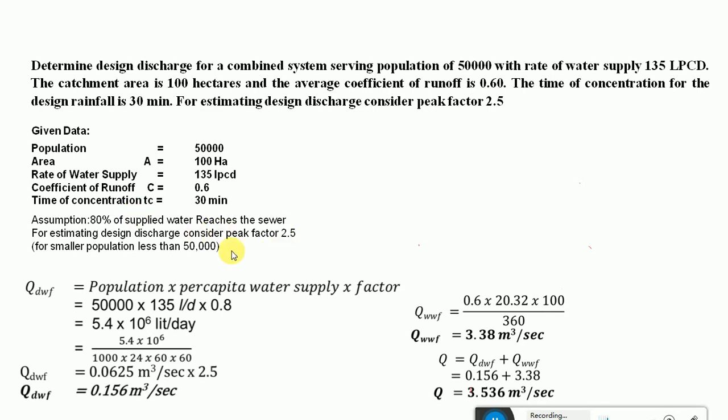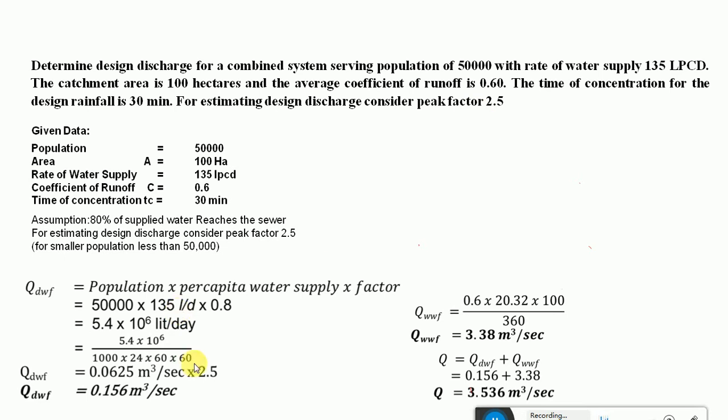Okay, and they have also given that we have to consider the peaking factor of 2.5. So that means we are designing the sewer for the maximum discharge. In the earlier problem you might notice that the LPCD was 200, so here 135 LPCD was given, that's why we are designing it for maximum discharge or peak discharge.